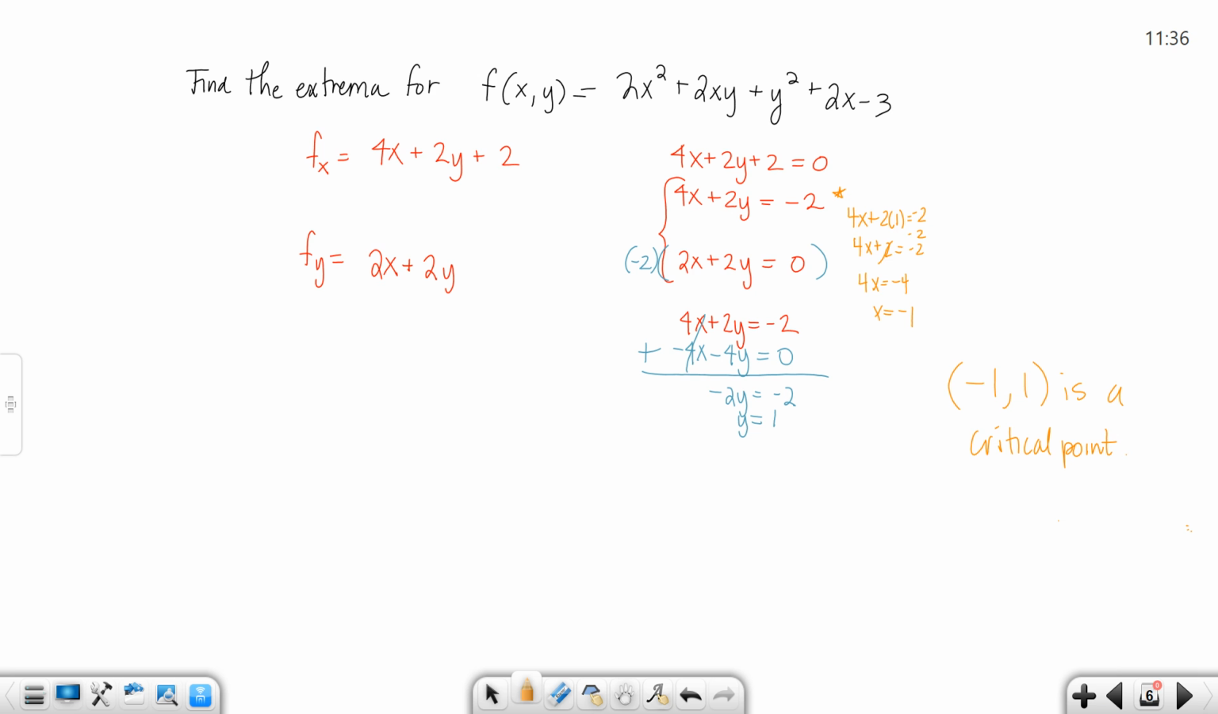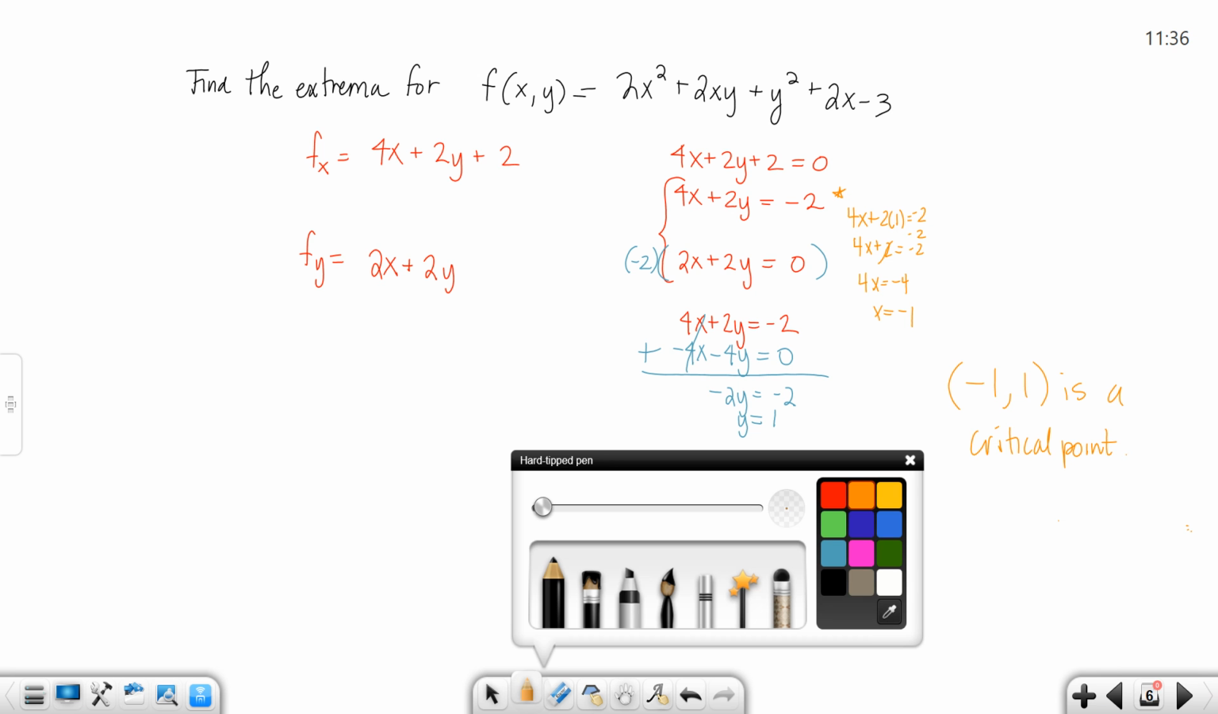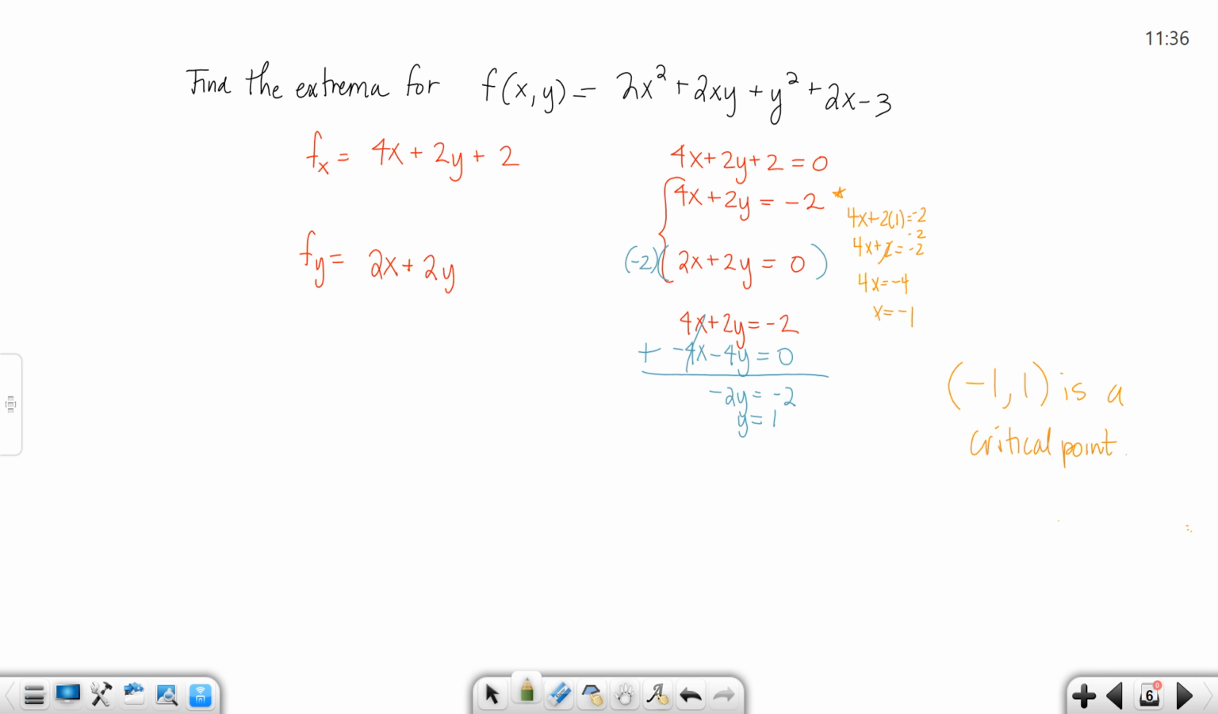Now then, I have to determine if that point is a max or a min. So we go back and take our second derivatives. So fxx is going to equal 4. And fxy is going to equal 2. Fyx is going to equal 2. And fyy is also going to equal 2.